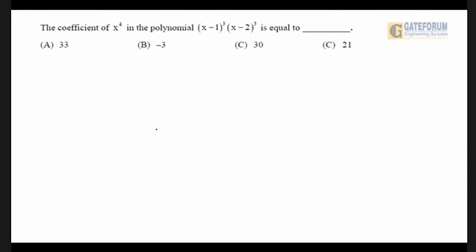The coefficient of x to the power 4 in the polynomial (x minus 1) whole cube into (x minus 2) whole cube is equal to what? Try this.